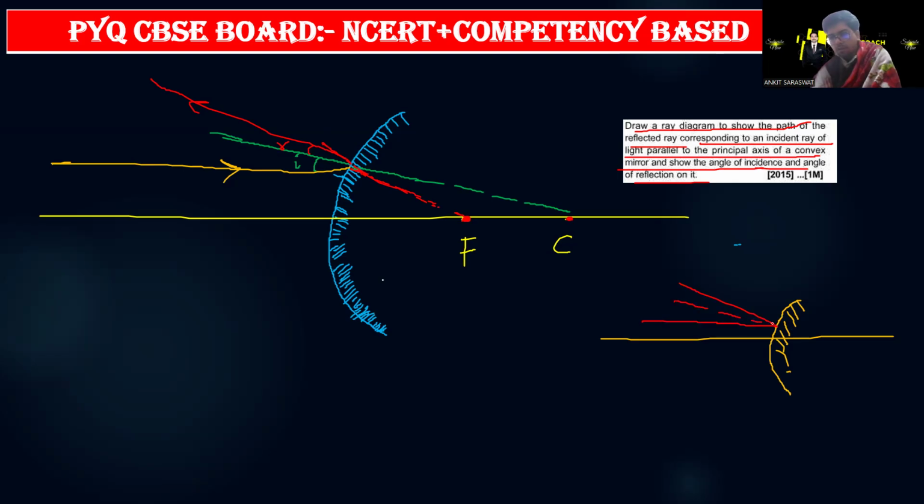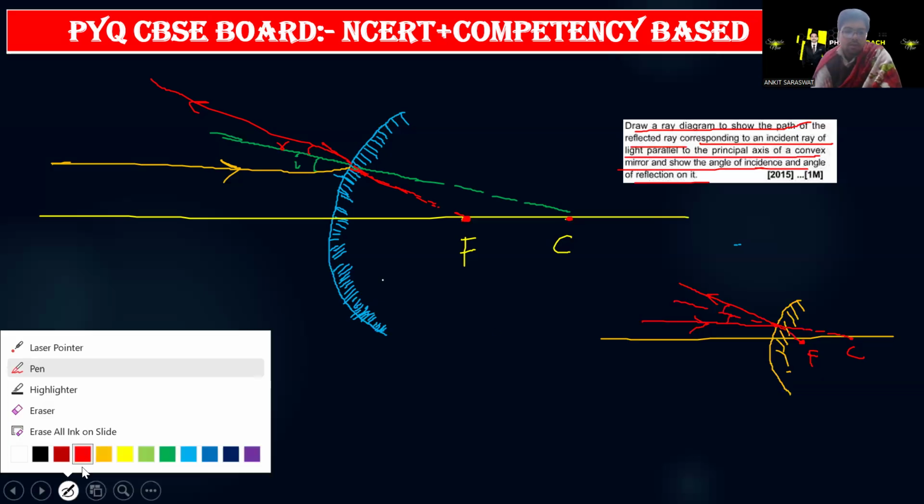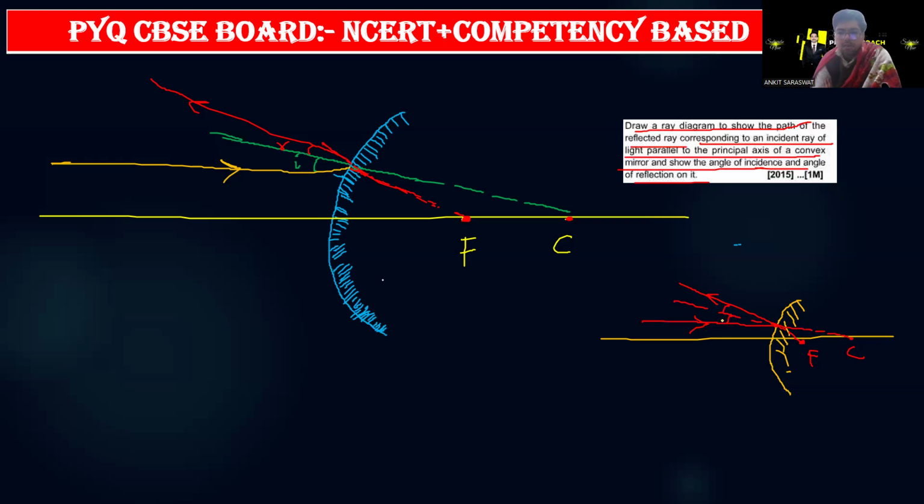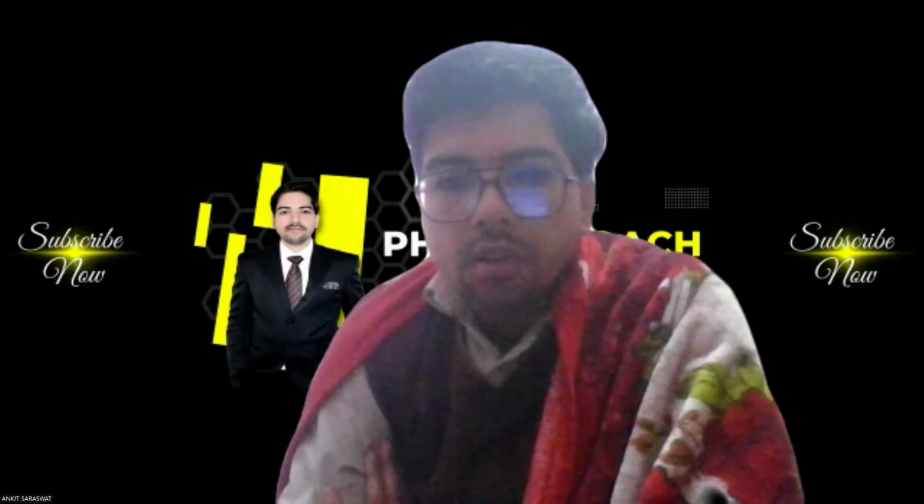This is your normal and this is the focus. Incident ray, reflected ray. Angle of incidence, angle of reflection. Like this. I think it's an easy question, everybody can solve. Angle of incidence, angle of reflection. That's why I'm not putting more stress on this. You all can solve this.